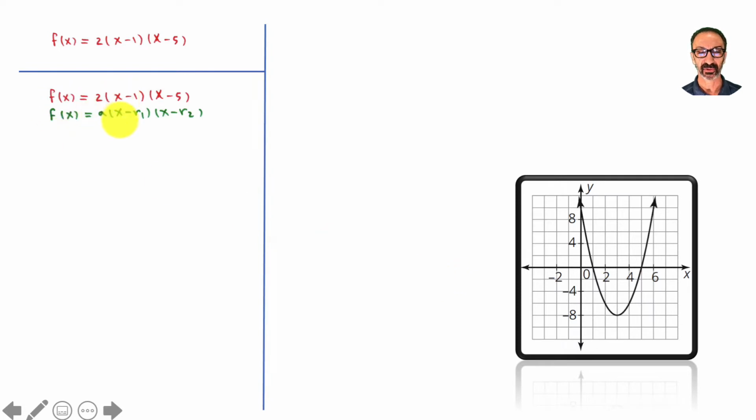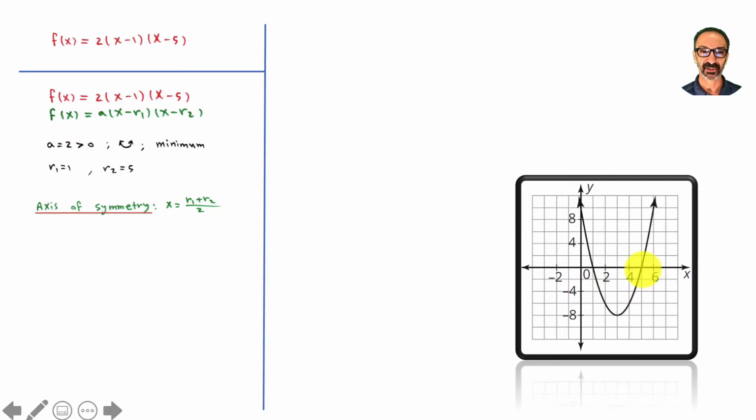Now comparing it to the factored form, I could tell that a is positive, which means it opens up and we have a minimum at the vertex point. The roots, comparing these sets, I have r1 equals 1. Right after the subtraction I have 1. Right after the subtraction I have r2, which is going to be called 5.